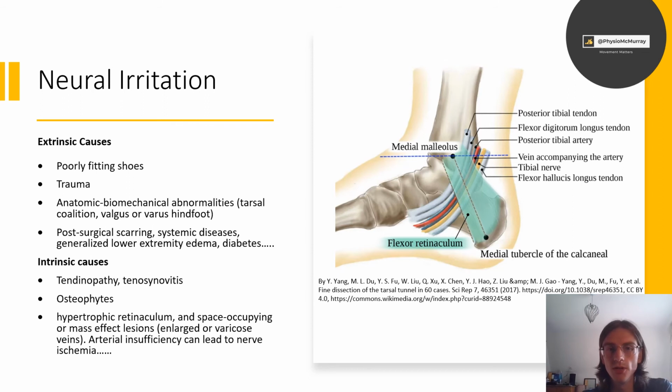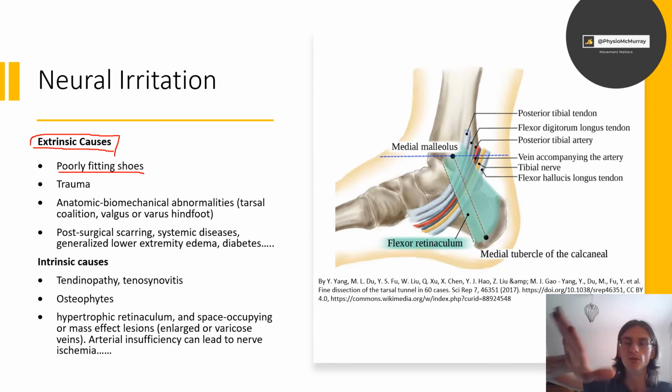Okay, so what are the extrinsic causes? These are causes that are outside of your body. These are the things that you can quite easily change that could have a good effect on your symptoms. So if you have poorly fitted shoes that are making your ankle collapse downwards, you might get a bit more supported shoes. If you're tying up your laces too tight, it could have an effect because it's compressing this area in there.